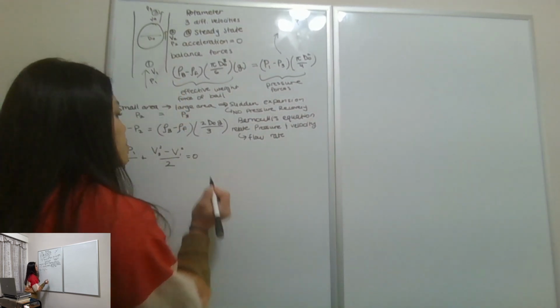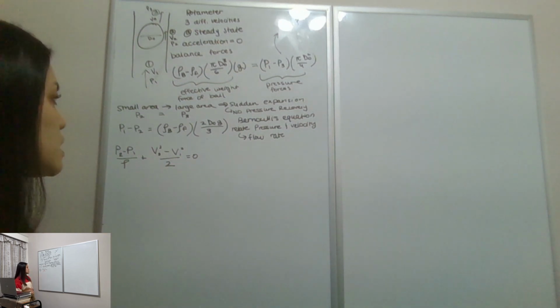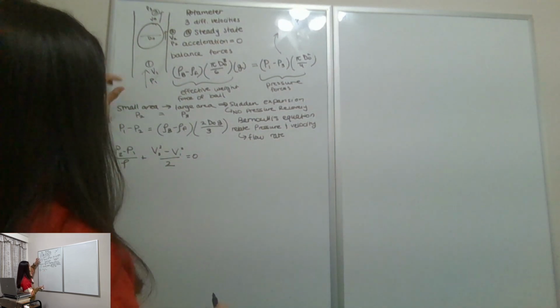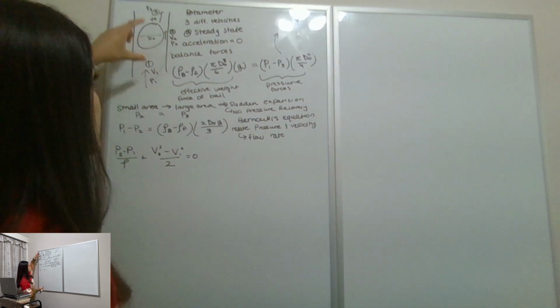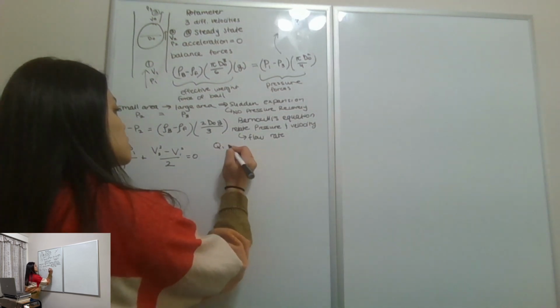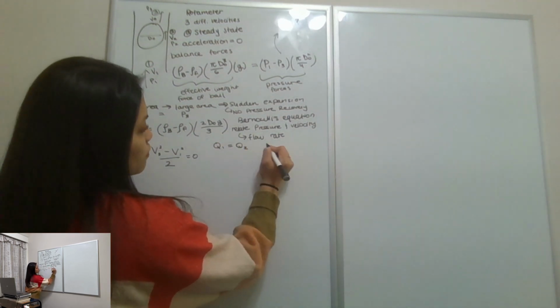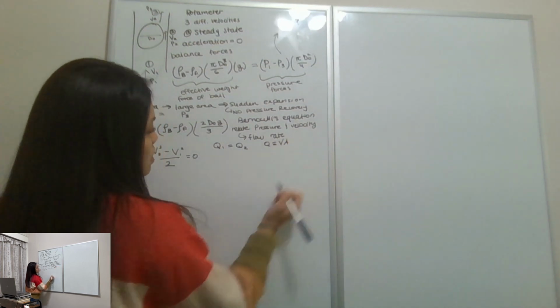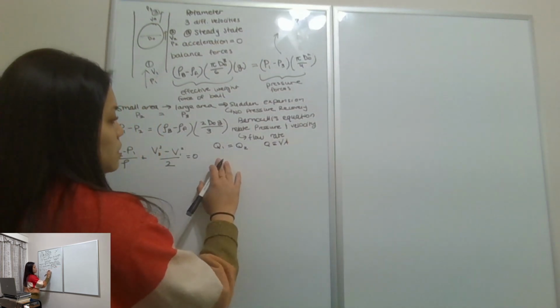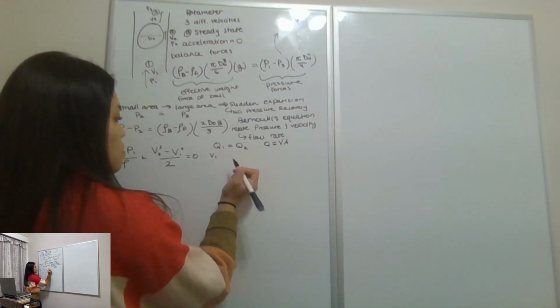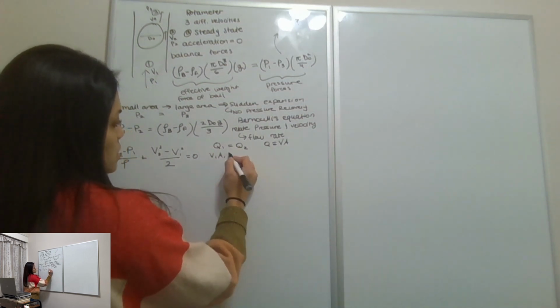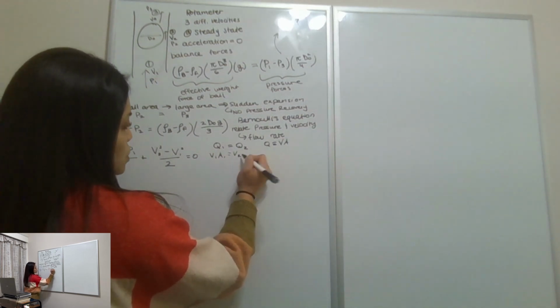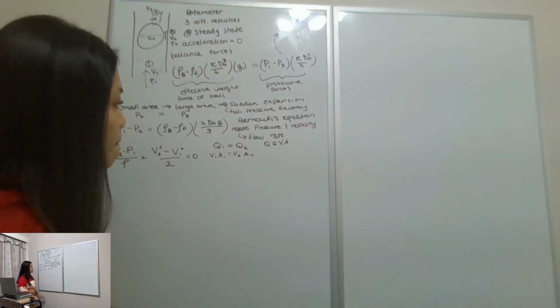Set equal to 0. So what is velocity at position 1? Well, we know that the flow rate at position 1 is going to be equal to the flow rate at position 2. And so flow rate is just defined as velocity times area. So using that knowledge and plugging in here, we know that velocity at position 1 times area at position 1 is going to equal the velocity at position 2 times the cross-sectional area at position 2.